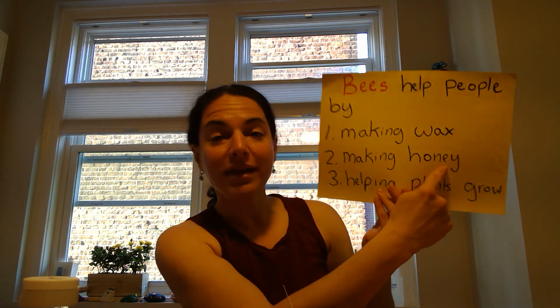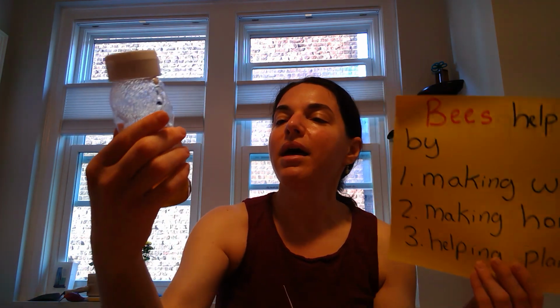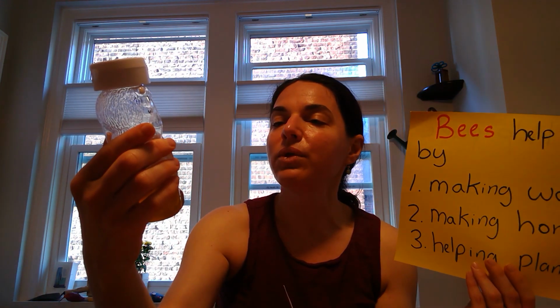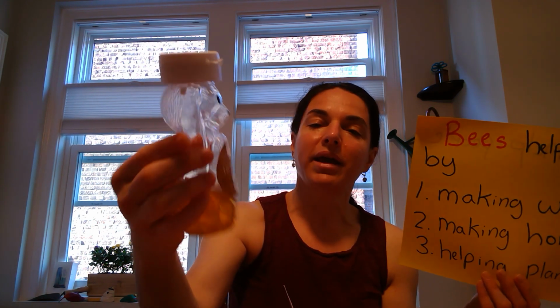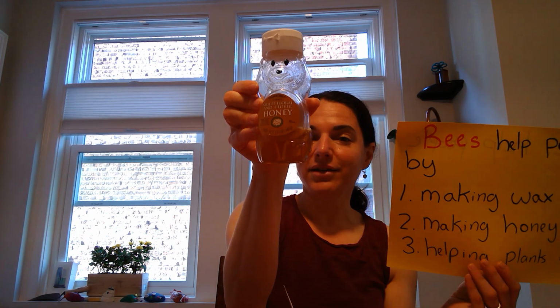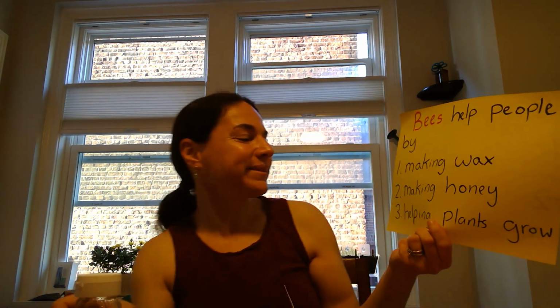Bees help people by making honey from the nectar of flowers. And here is some honey I have at home, and this honey says multifloral and clover honey, which tells me that bees must have gone to different types of flowers and clover plants to get nectar to make this honey. It's very sticky and delicious.